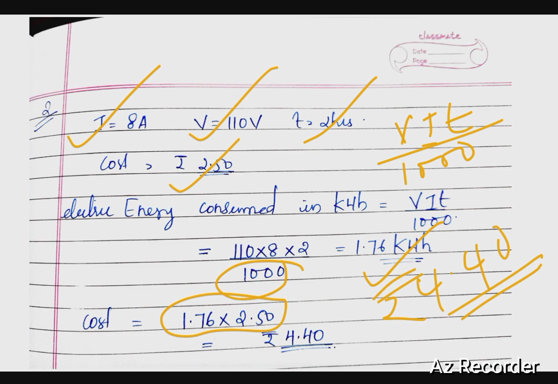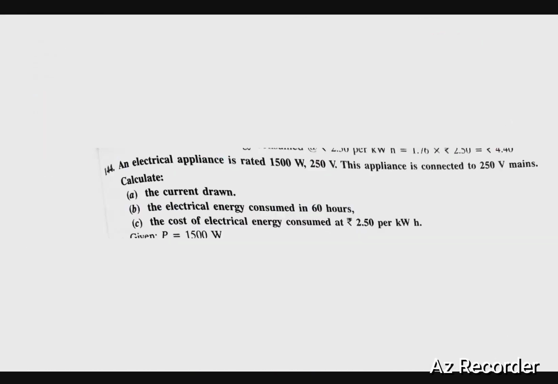Rupees 4.40. Simple. The basic concept is the cost is equal to energy in kilowatt hour into cost per unit. If the energy or the power is directly given in kilowatt, you don't have to divide it by 1000. Otherwise, to convert the electrical energy consumed, you have to divide VIT by 1000.